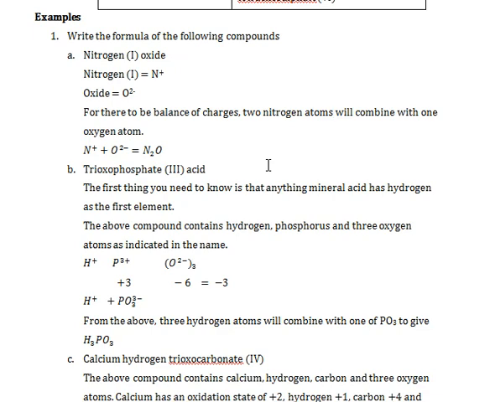The second one now is talking about trioxophosphate 3 acid. The first thing you should know is that when the name ends with acid, specifically mineral acids, hydrogen must precede the compound. Hydrogen must precede the compound. So hydrogen is always having a charge of +1. It has been mentioned there that it is phosphate 3, so meaning that the phosphorus there is having an oxidation state of +3. So phosphate 3 with phosphorus in +3 oxidation state, then your oxygen is O2 minus.